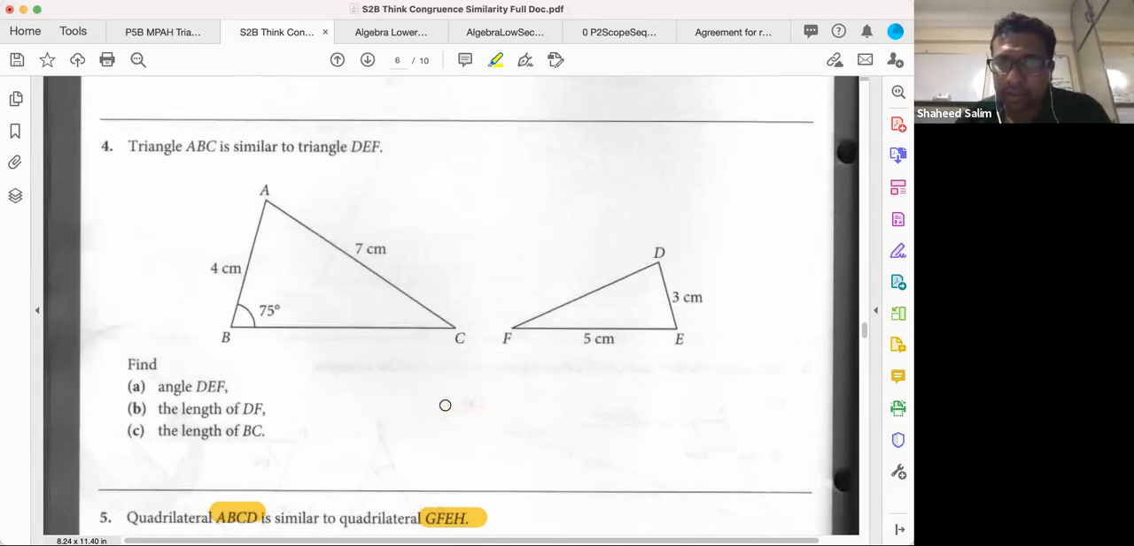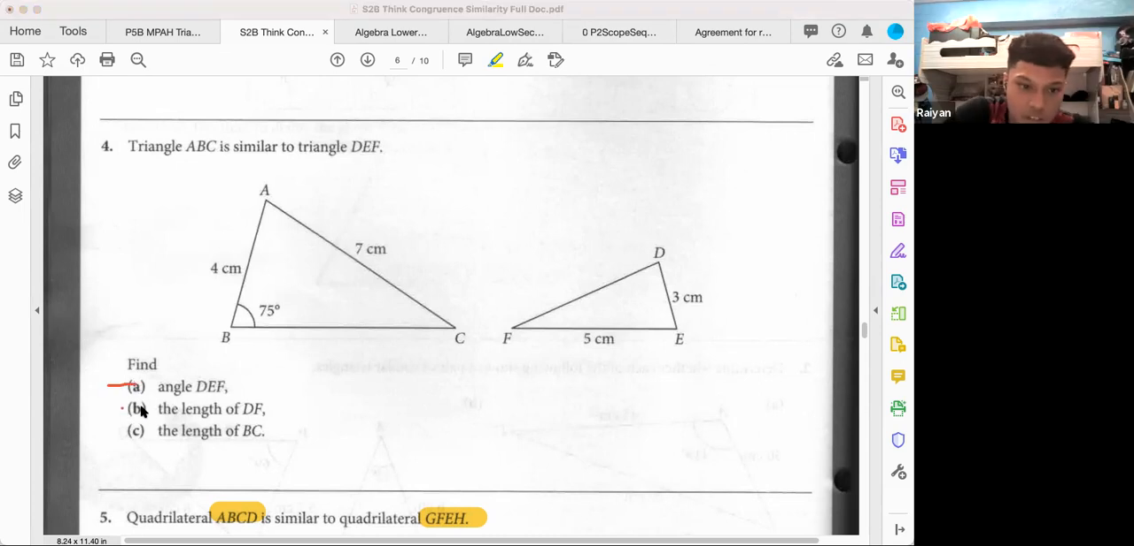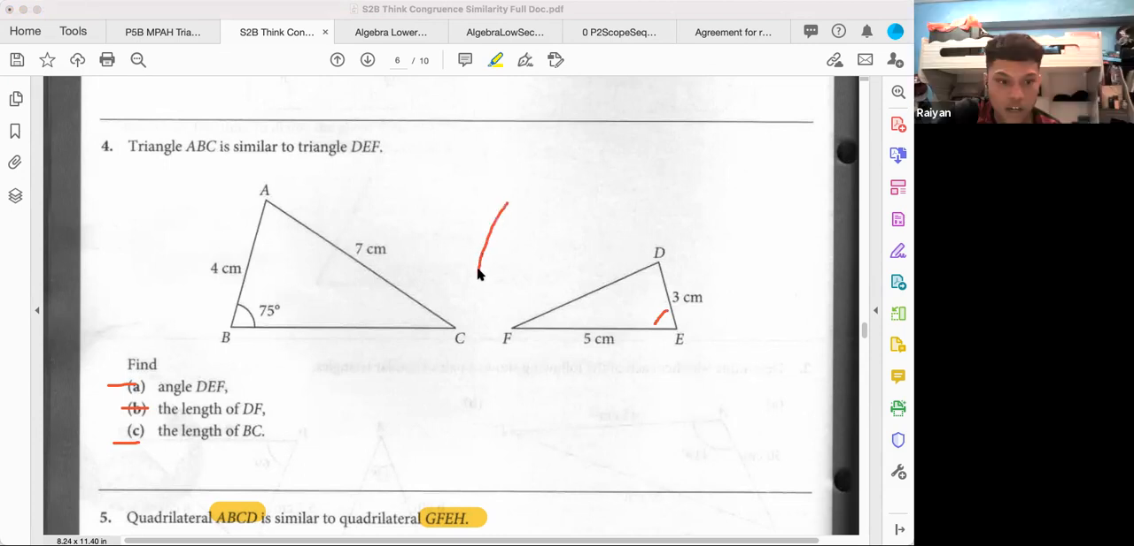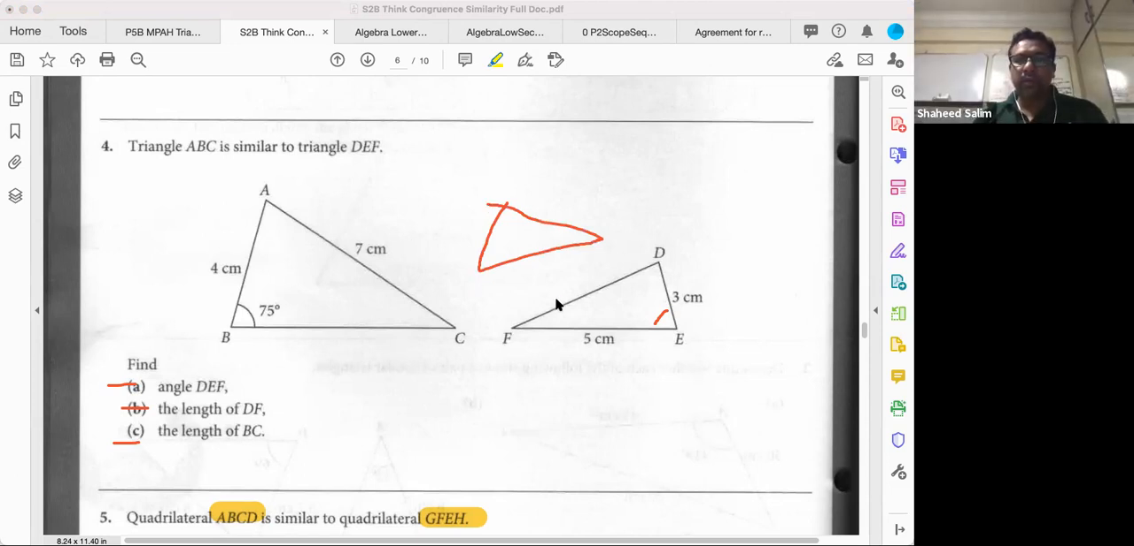But you must arrange it. I'm suggesting you draw it to make it the same, because you must know which side is to which side. Otherwise, it can get confusing. Angle DEF is 75. Well done. So actually, when we draw it, DEF is like that. The length of DF is 7.